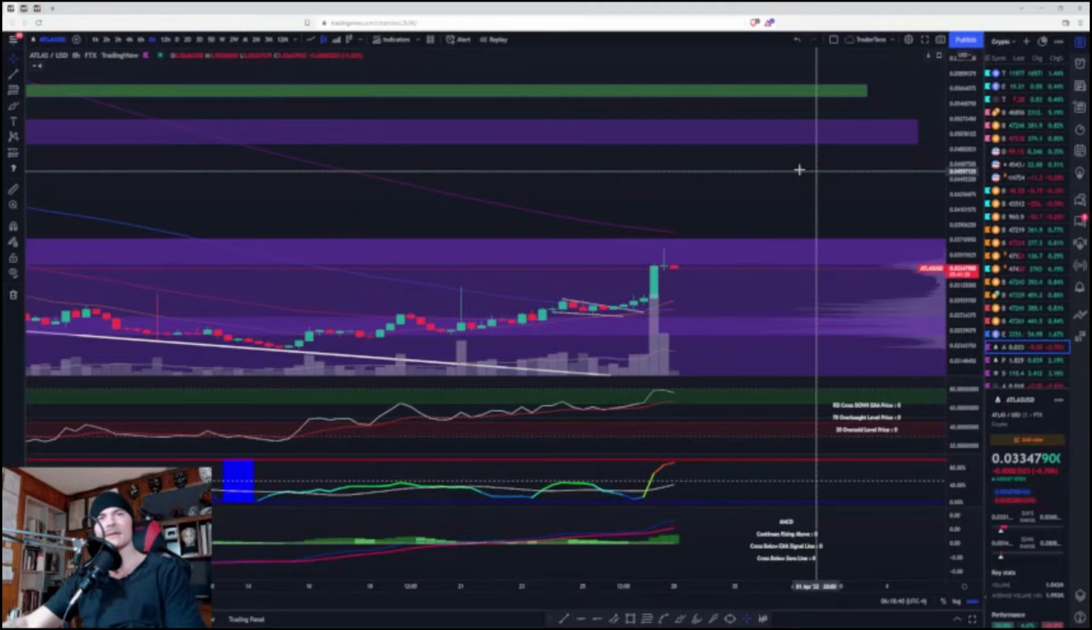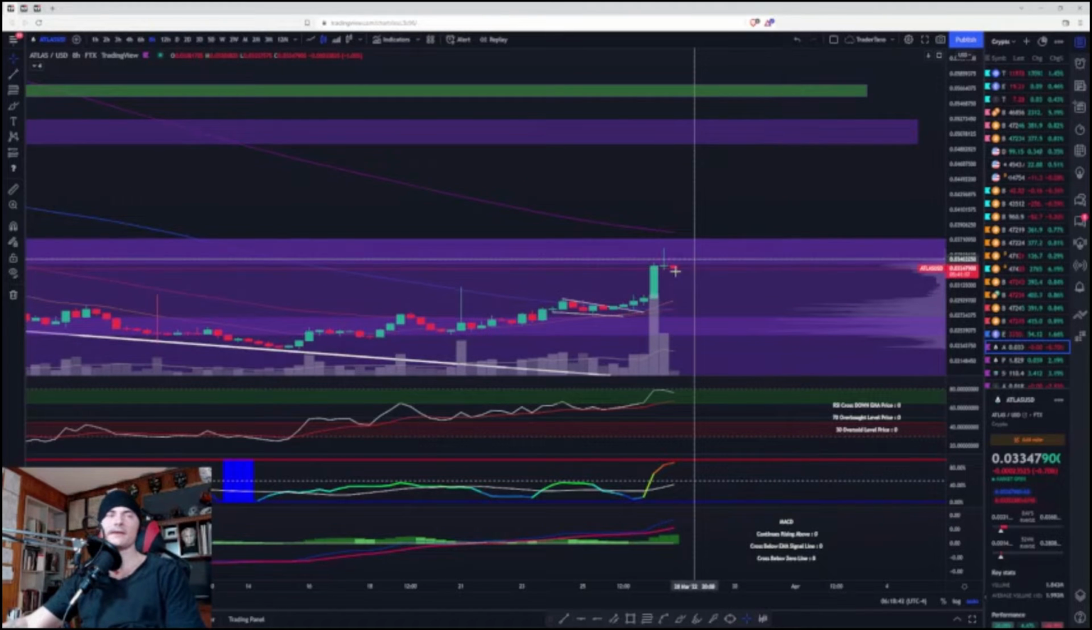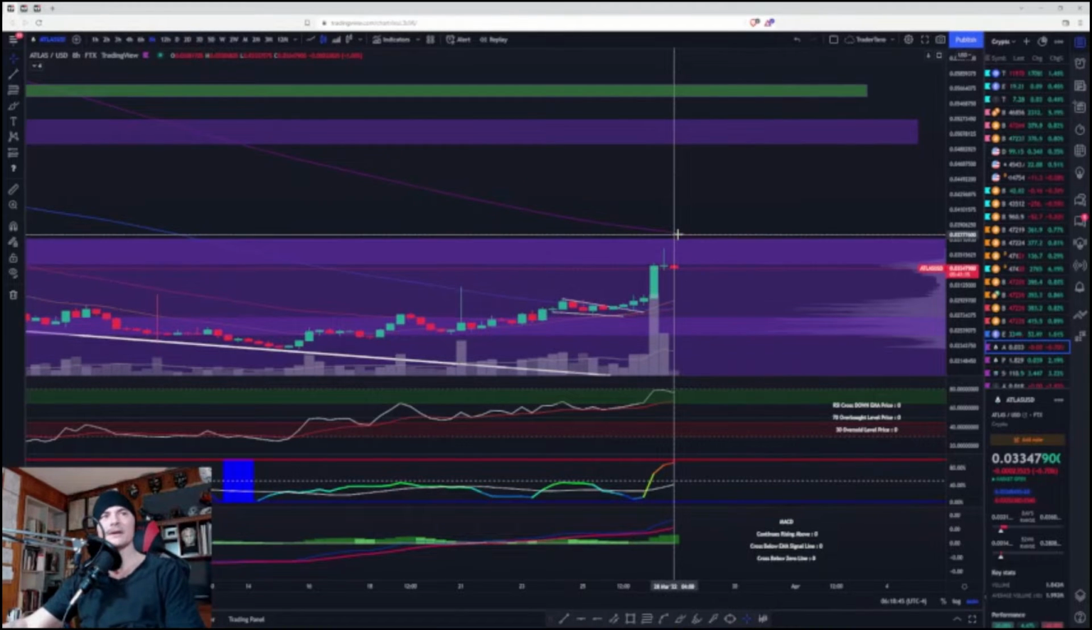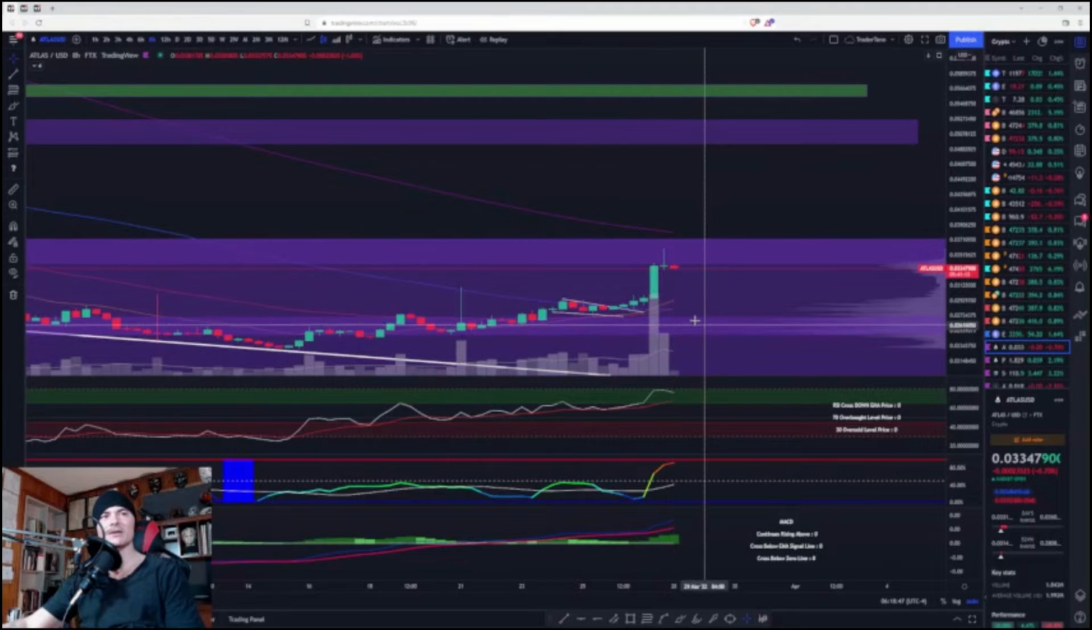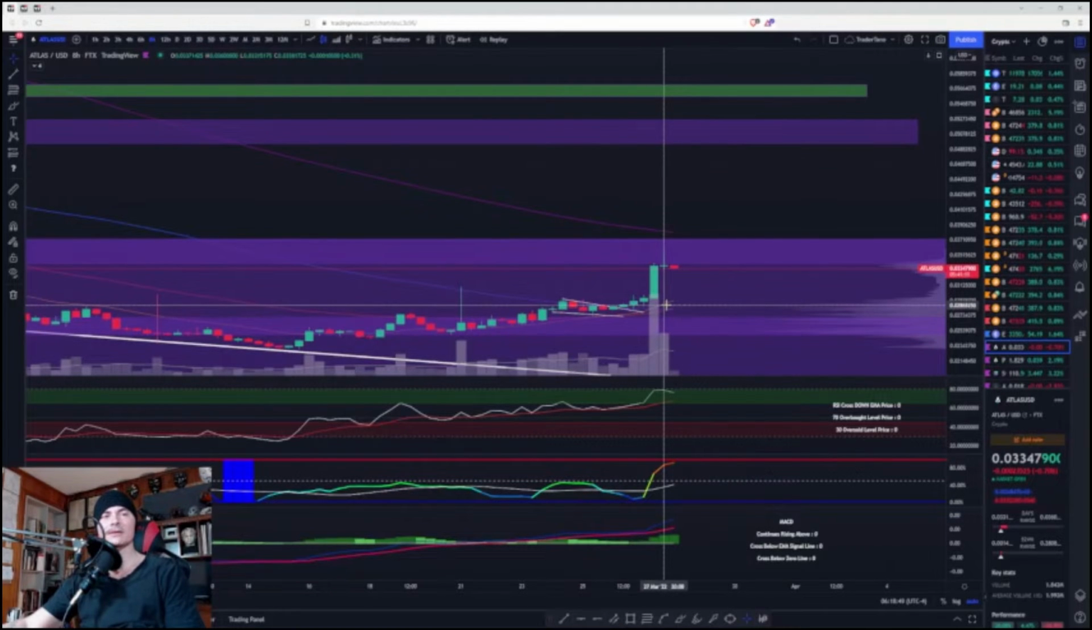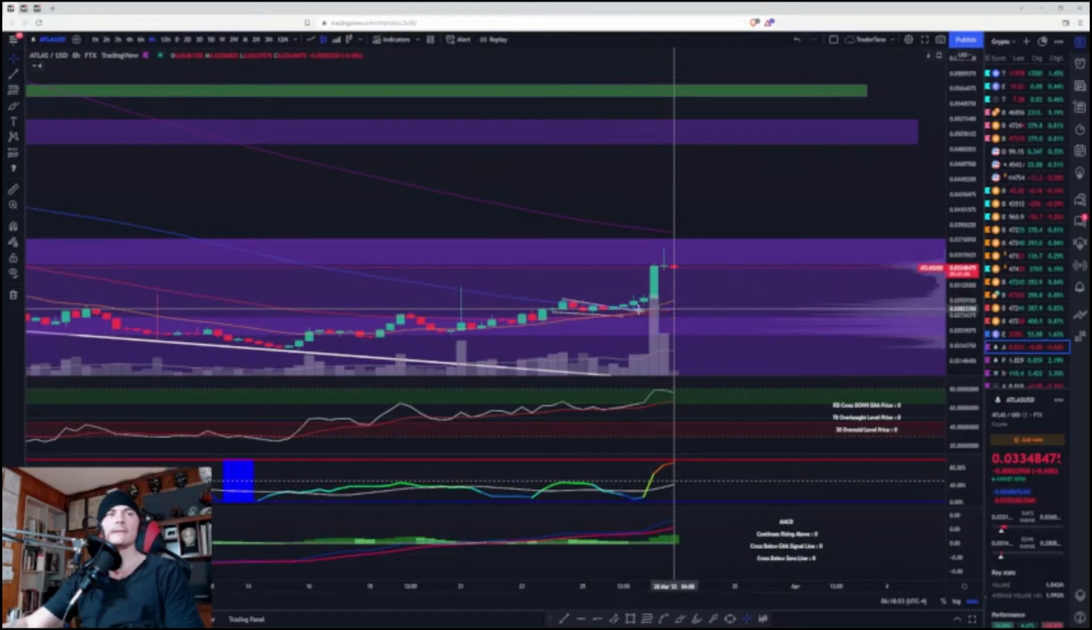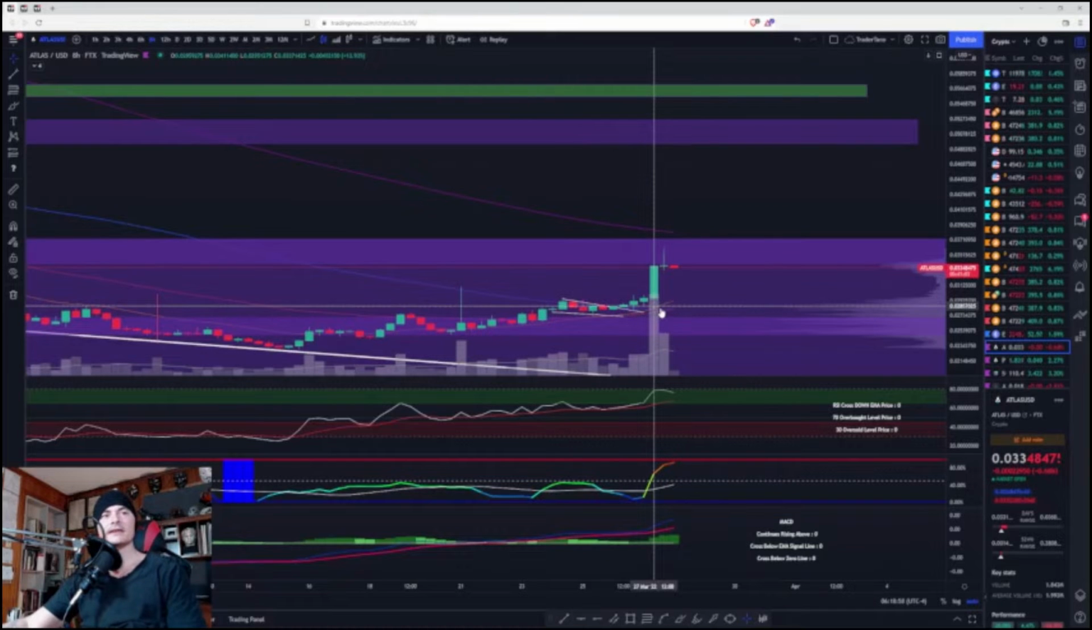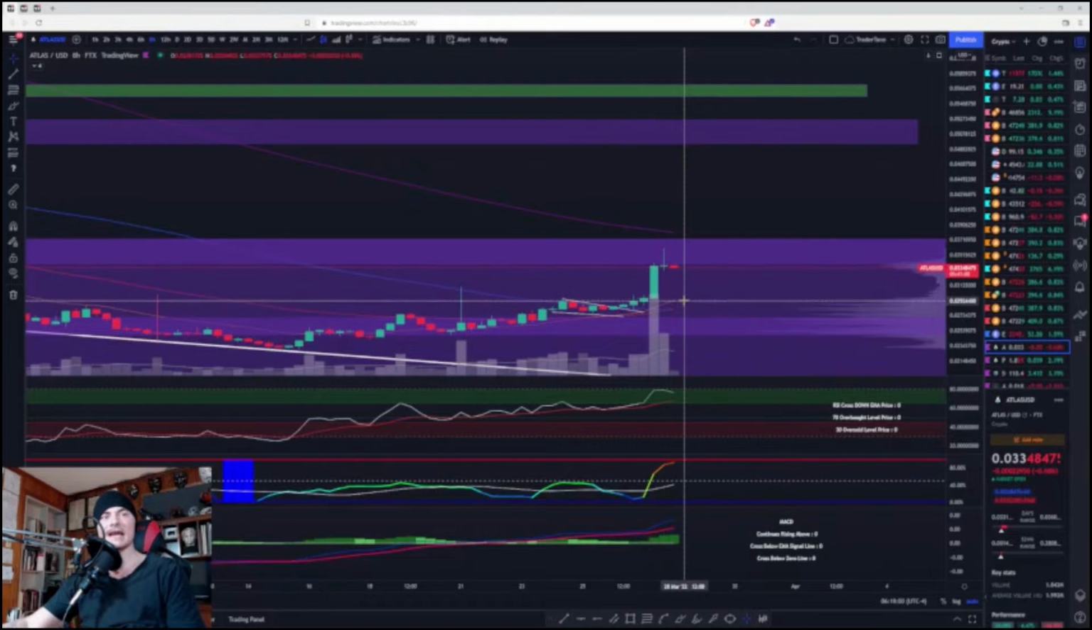So here we have Atlas on the 8 hour. Figure we zoom out a little bit for today. Got your 200 up here, negative slope. First thing with the moving averages is the 50 is trying to cross the 100. If these moving averages cross and fan out, that's going to look really good on the 8 hour, your medium term time frame.